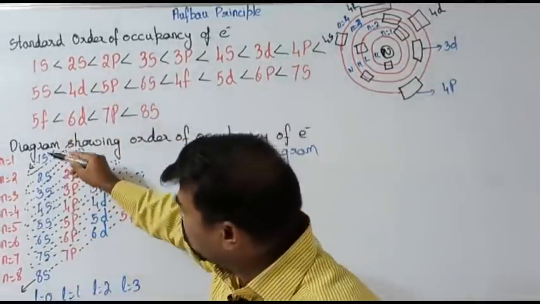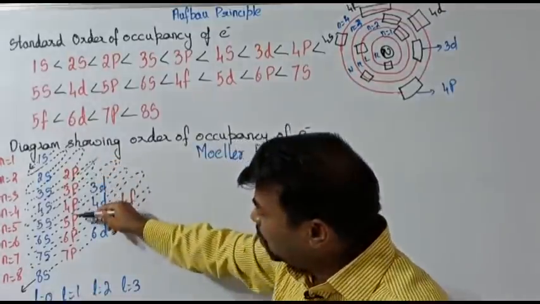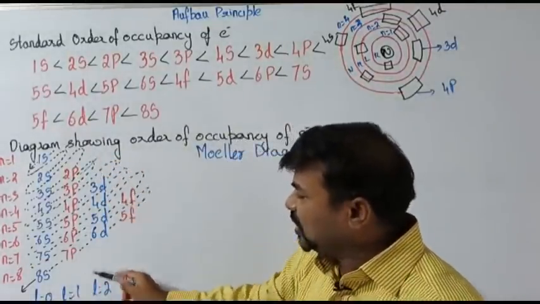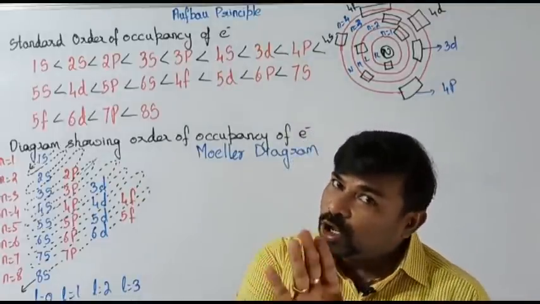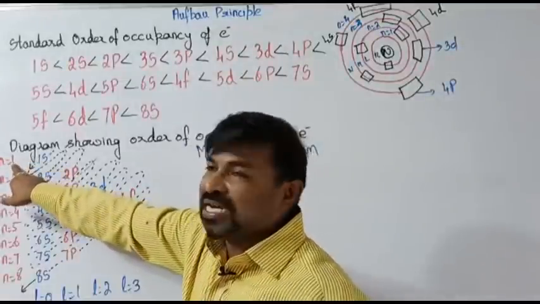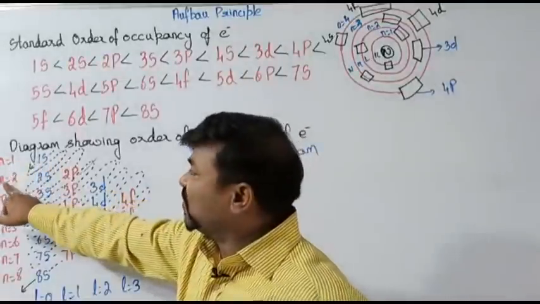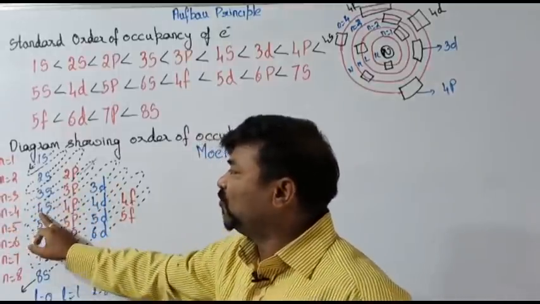As we all know, for all the s orbitals, the azimuthal quantum number is 0. For all the p, L is equal to 1. For all the d, L is equal to 2. For all the f, L is equal to 3. The only logic we have to remember while drawing the diagram is: for the first orbit, N is equal to 1, you go with 1s. If N is equal to 2, go with 2. N is equal to 3, go for 3. N is equal to 4, go for 4.